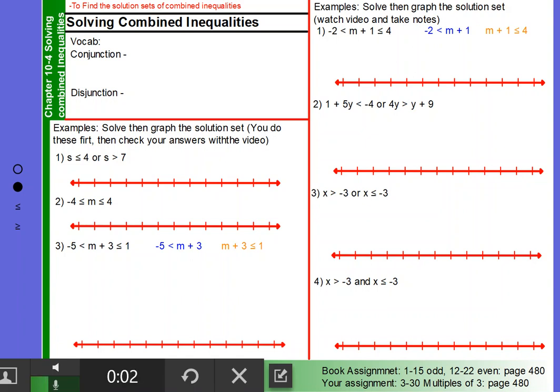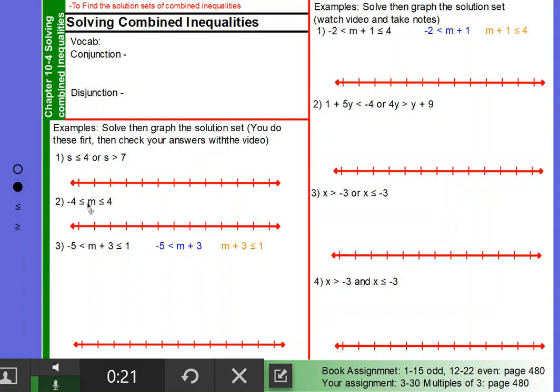Good morning. We're going to take a look at solving combined inequalities. And what is a combined inequality? Well, a combined inequality is when we're looking at a statement such as this: S is less than or equal to 4, or S is greater than 7.